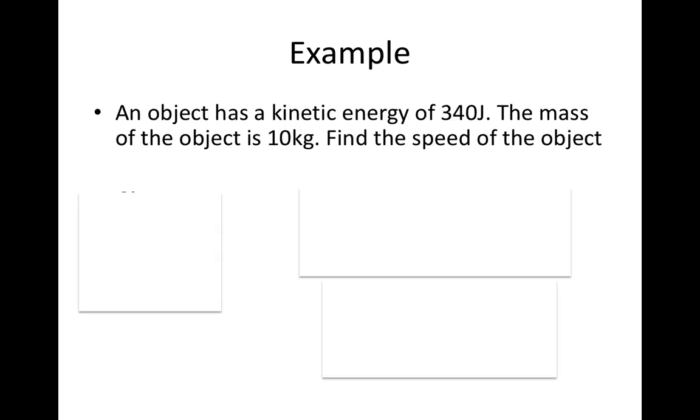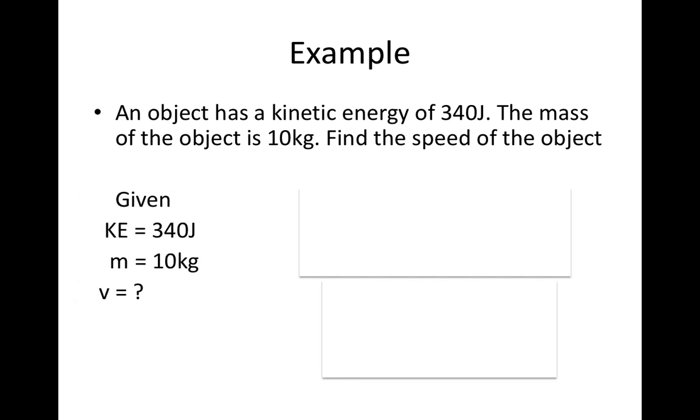Here's another example. In this case, you know the kinetic energy and the mass, but you're going to try to find the speed of the object. So an object has a kinetic energy of 340 joules. The mass of the object is 10 kilograms. Find the speed of the object. So we write out the given information. Kinetic energy equals 340 joules, m equals 10 kilograms, and v, velocity or speed, is what we are looking for.